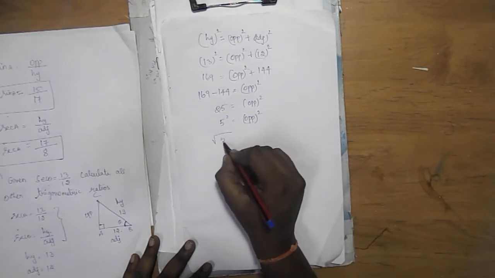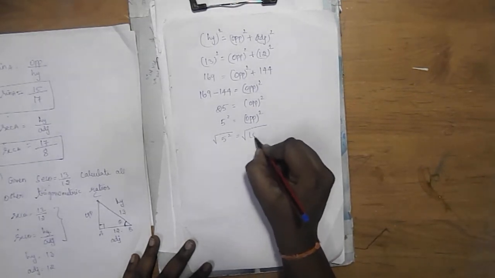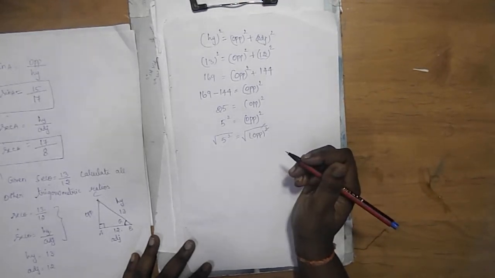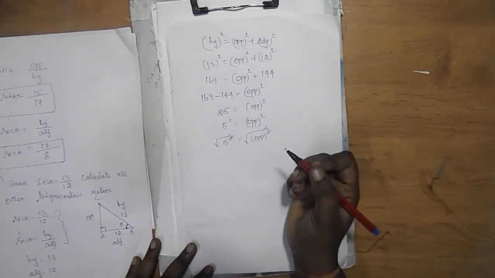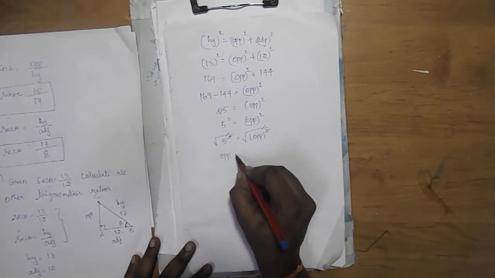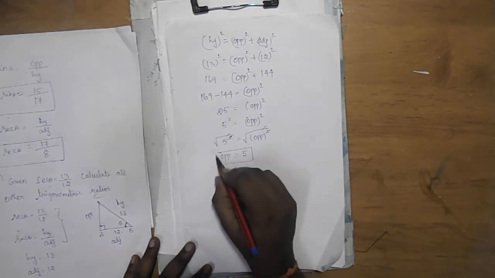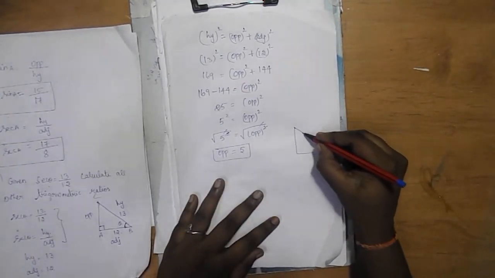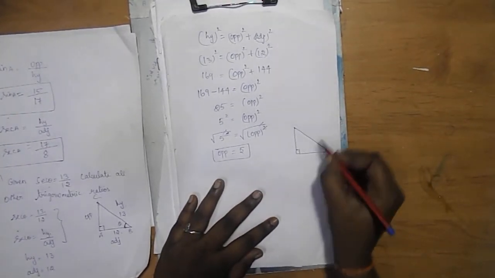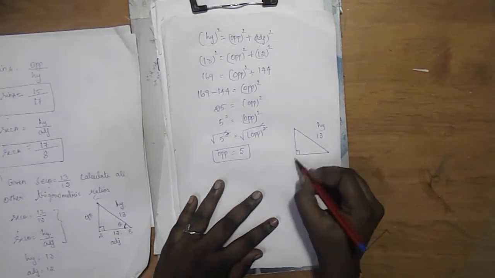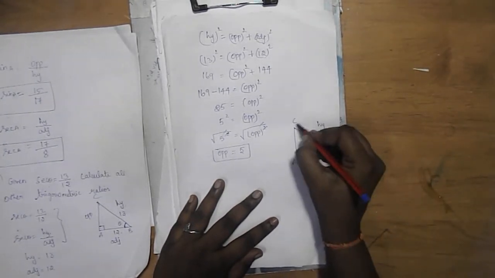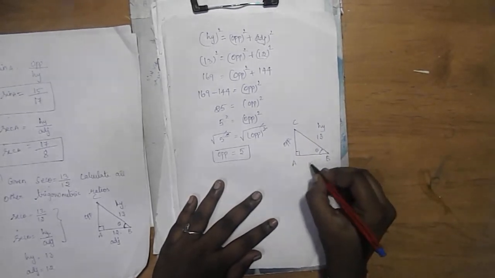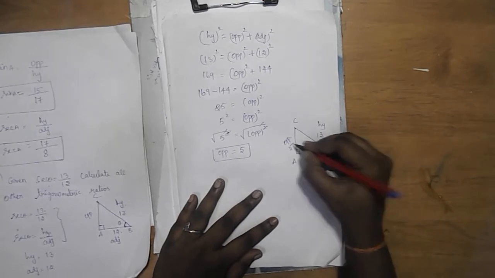Taking square root on both sides. Square root and square will be cancelled. Here also square root and square will be cancelled. Therefore opposite equal to 5. So again draw the right angle triangle. 90 degree. This is hypotenuse. Value is 13. A, B, C. This is the opposite side. This is theta, 12. So opposite value is 5.